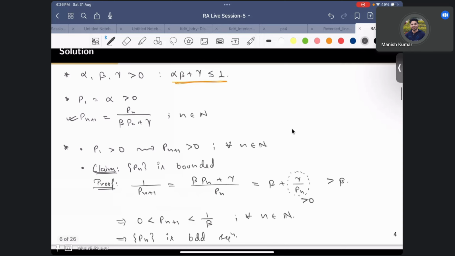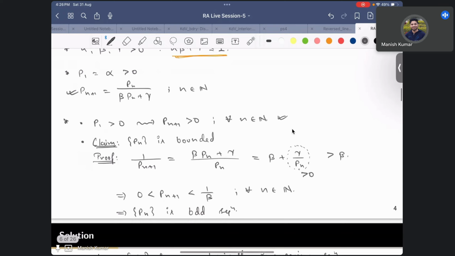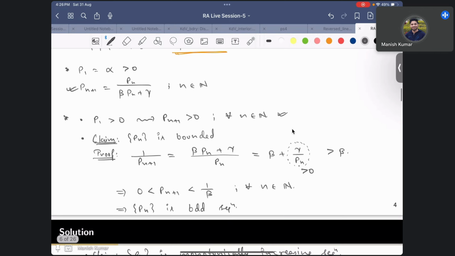Why did I prove that Pn is strictly greater than 0? Because over here I had to divide by Pn, everywhere you see here. If it is 0 then we are gone, we cannot take reciprocals and all. So this is one reason, and we also used the fact that this is greater than 0 to prove that Pn is a bounded sequence. This is the place where I have used the fact that alpha is greater than 0. If you notice, alpha greater than 0 is making P2 greater than 0.